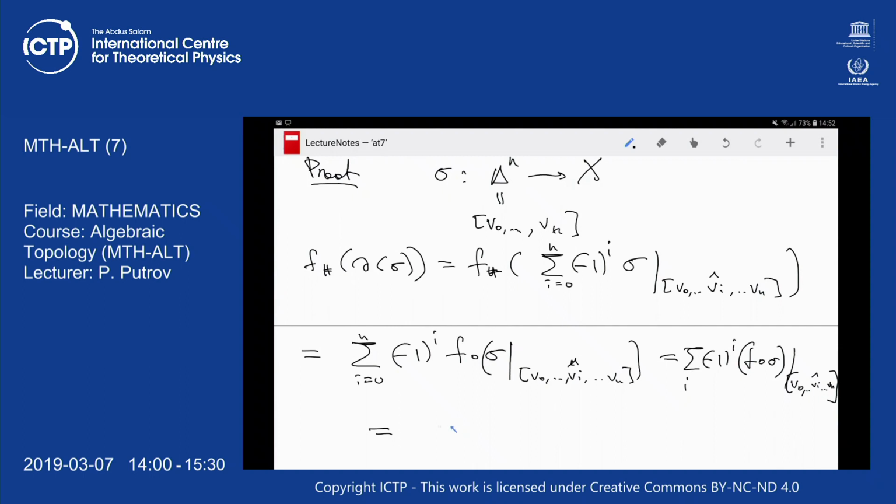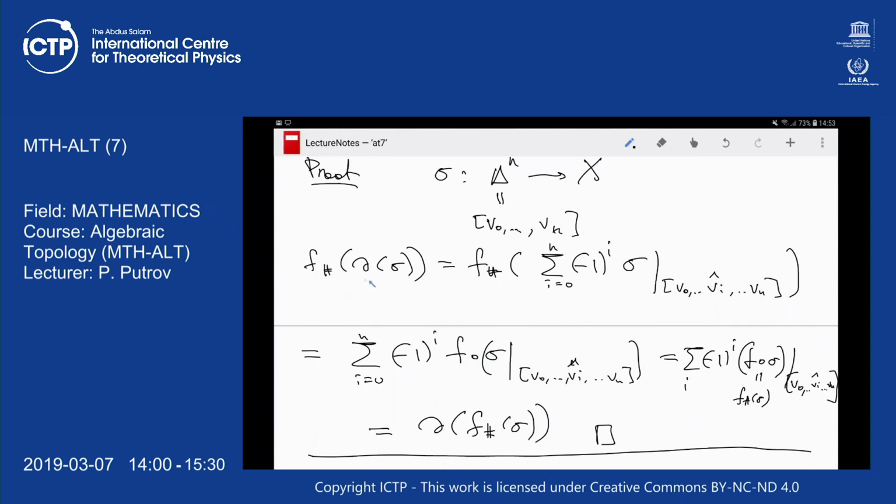And this is by definition a D of... so this is by definition F. So the thing in the parentheses is the F sharp of sigma, and the whole thing is the same as D of F sharp. So this proves the proposition. So you can exchange D, the boundary homomorphism, with F sharp.